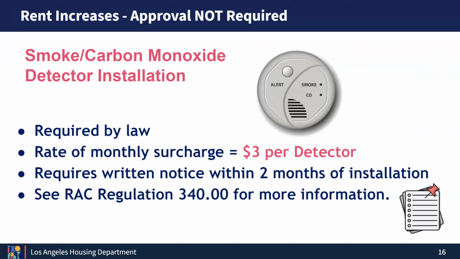Rent increases that do not require approval also include a fee for a smoke detector or a carbon monoxide detector that's required by law. The amount an owner may collect as a surcharge is $3 per detector, and it requires written notice within 2 months of installation. And we do have more detailed RAC regulations that you can review. It's the RAC Regulation 340.